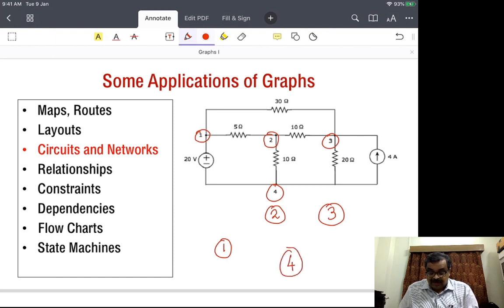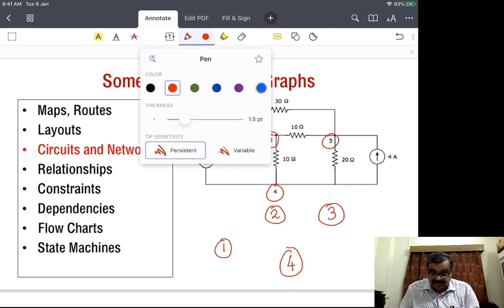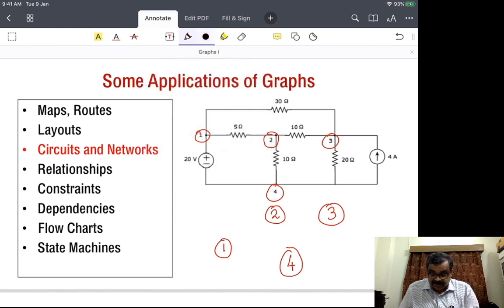And we will now start drawing the edges. So let us use a different color to draw the edges. There is one edge between 1 and 2. There's an edge between 2 and 3. There's an edge between 1 and 3. There's an edge between 1 and 4. There's an edge between 3 and 4. And there's a second edge between 3 and 4.